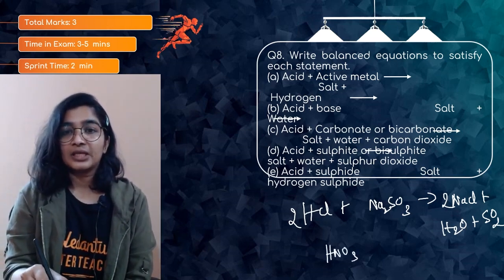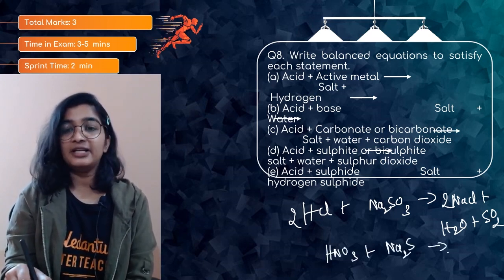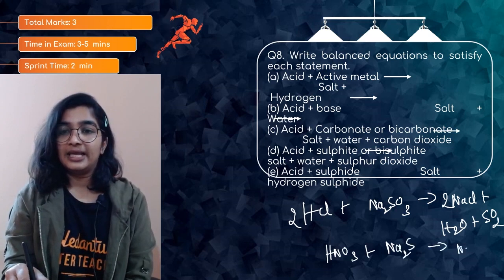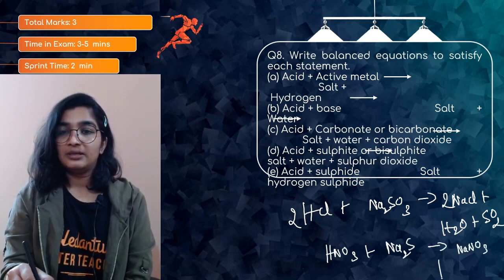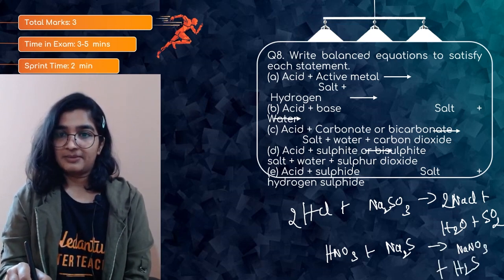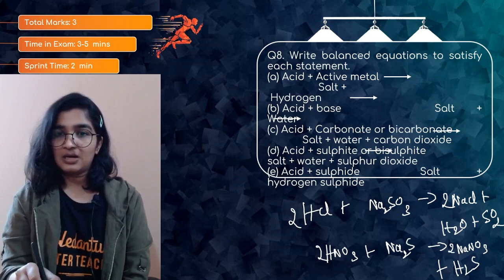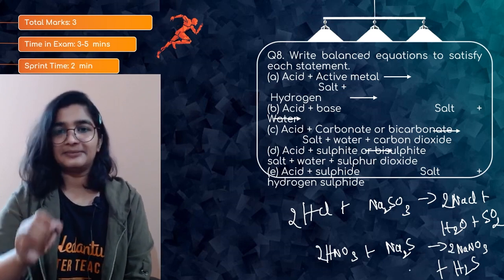HNO3 plus Na2S, which is a sulfide. I'll get NaNO3 plus hydrogen sulfide gas will be released. Okay, but it's not balanced. No, 2 here and 2 here. Is it balanced now? Yes.